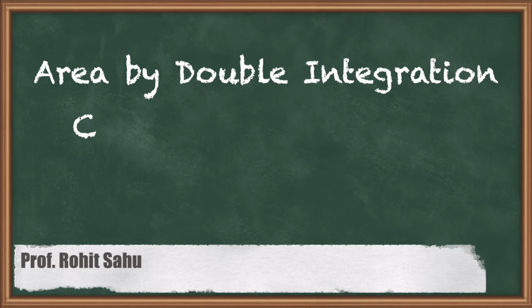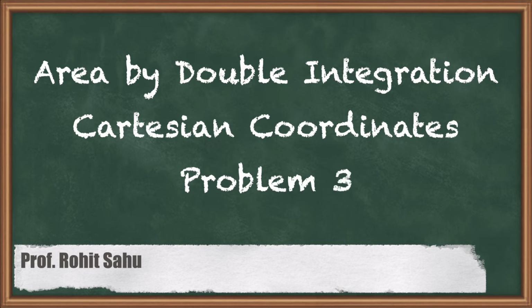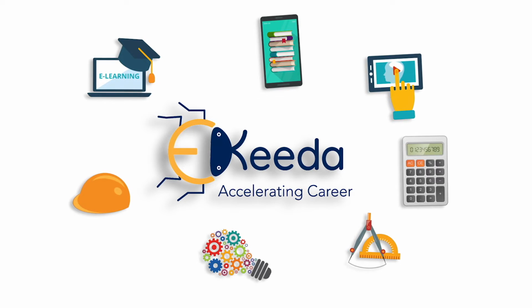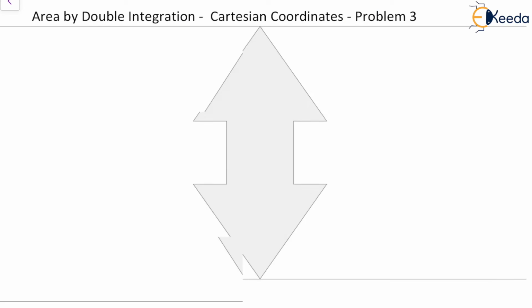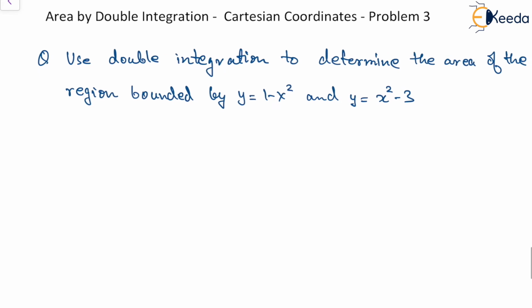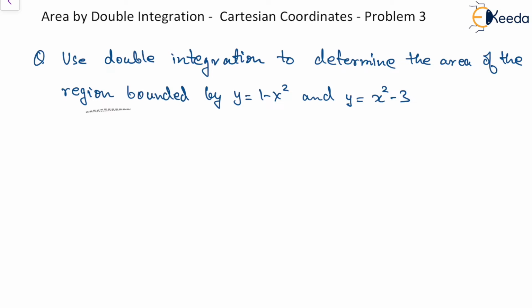Hello everyone. So in this session we'll see another problem on area by double integration for the Cartesian coordinates. In this case the question is as such. It says use double integration to determine the area of the region bounded by these two curves. Clearly we can see that these two curves are parabolas coming from the parent graph, which is y equal to x square. So let's discuss the curve first.